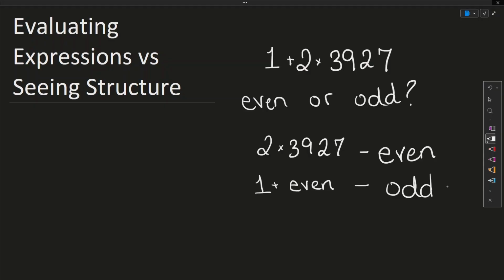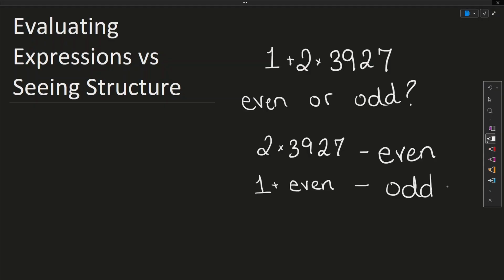We did not need to calculate 2 times 3,927. We only needed to notice the structure of the expression. This is an important habit for future elementary teachers. Students often think math is only about getting an answer, but mathematical thinking also includes noticing patterns, structure, and relationships.